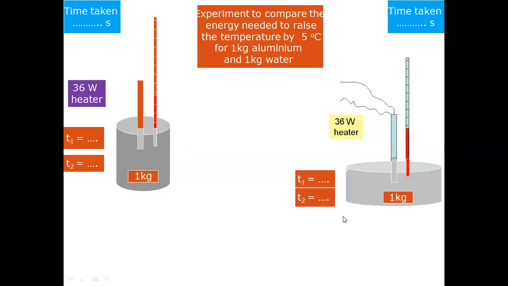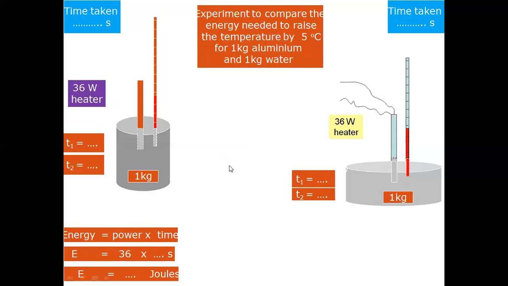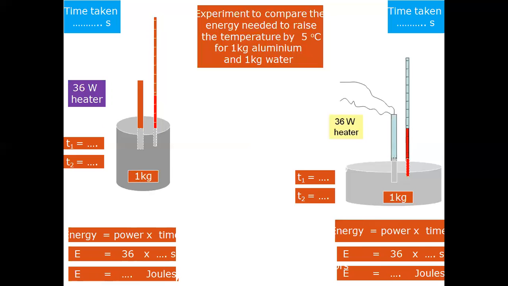Mass also is constant. Now, what we need to measure, as you see for the first block, is the energy, which is equal to power times time. The power is constant, which is 36, times the time taken by the aluminum to raise its temperature 5 Celsius. And also the energy in the second one will be equal to power times time. The power is constant times the seconds, the time that will be here.